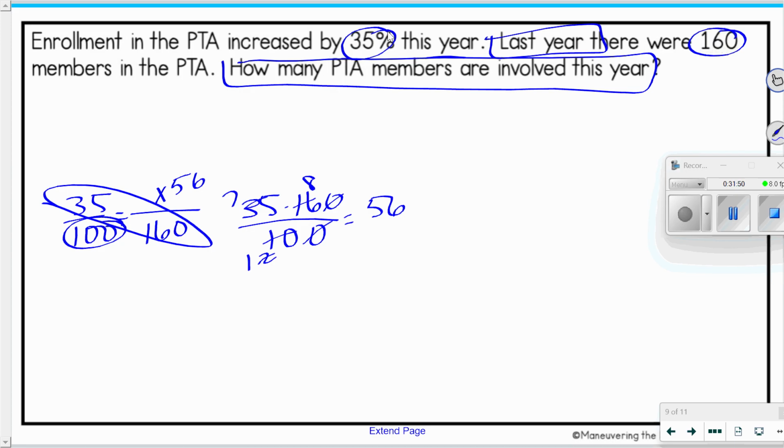So it increased this year. So what am I going to do? I'm going to add it because it increased. So I take the original 160. I now have found it changed by 56. They told me it increased. So that means I'm going to add that. So that means this year there are 216.